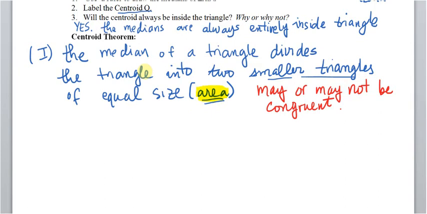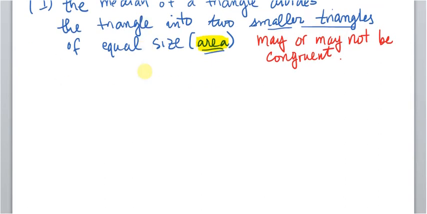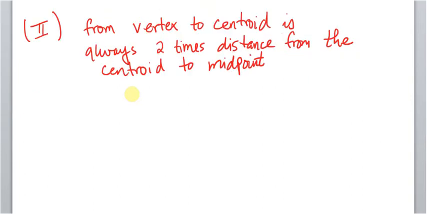The second part relates to the size and proportions of a median. I'll state it this way: from the vertex to the centroid is always 2 times the distance from the centroid to the midpoint.